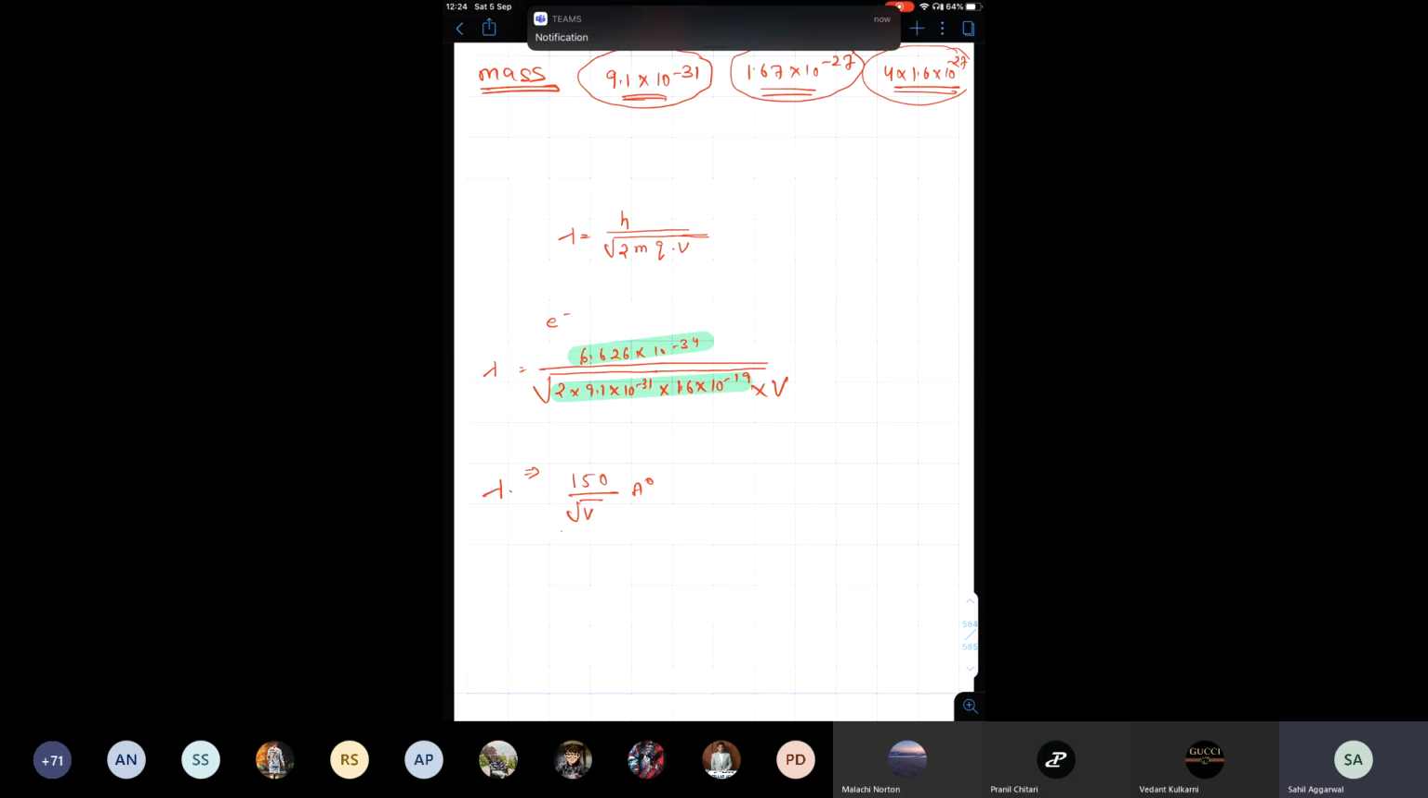Understood how I got this formula? All of you understood how I got this formula? You can directly remember this formula instead of that whole calculation.